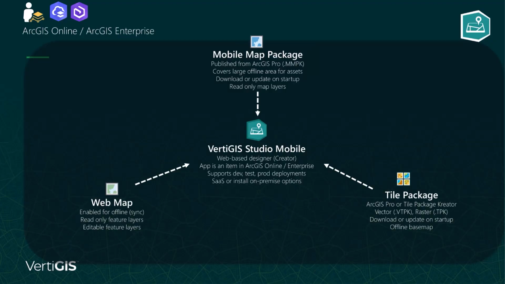There are two main types of packages that you can add to your VertiGIS Studio mobile application: mobile map packages or tile packages, otherwise known as MMPK or TPK. MMPKs are offline-ready datasets that will include maps, base maps, and all reference data sources.